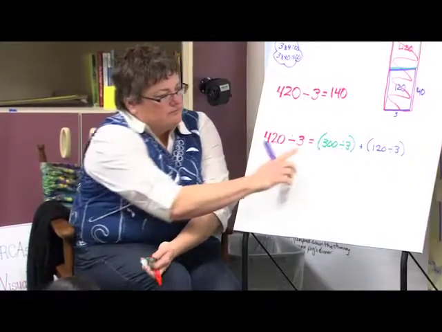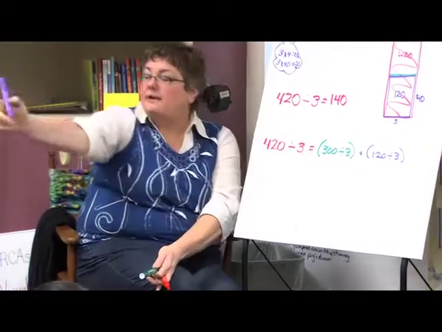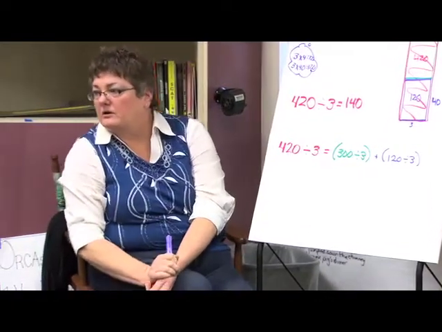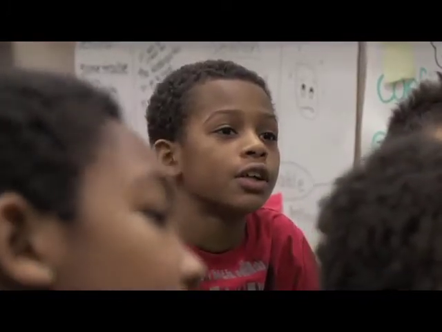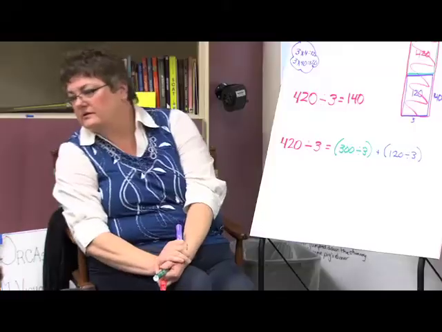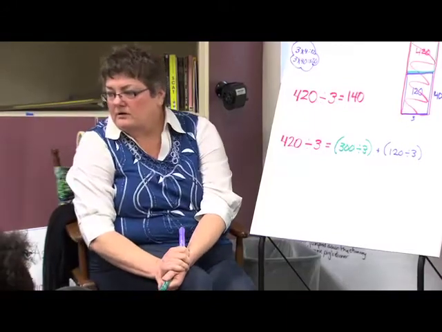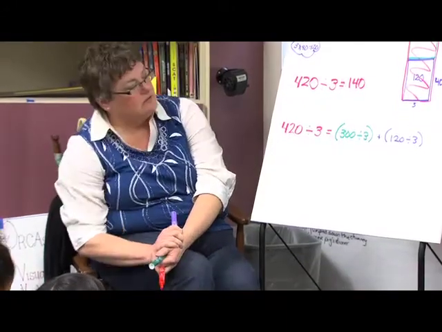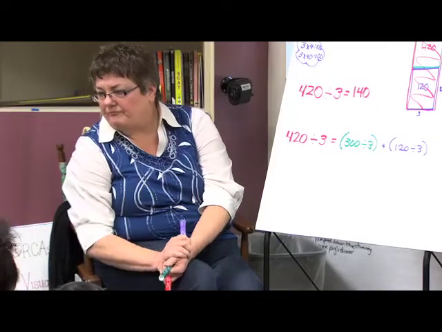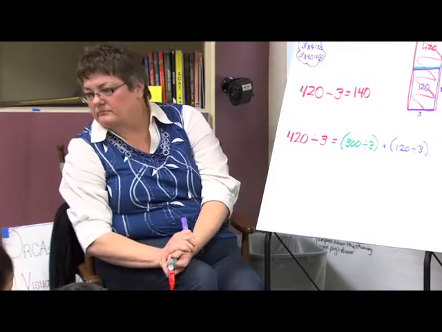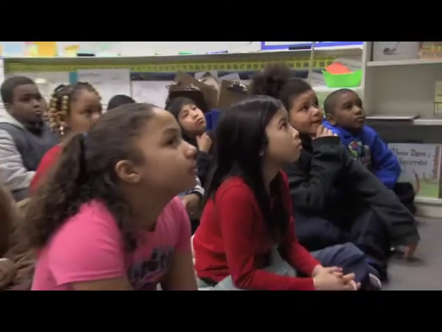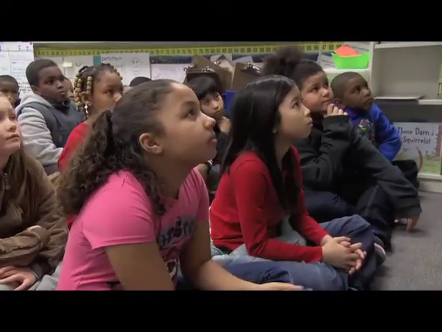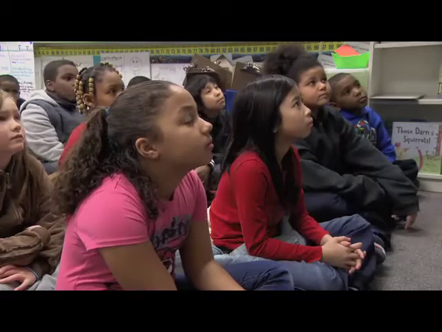True. Did I forget something? Yeah. No? Oh. Kai? I think it's true because 300 plus 120 equals 420. And Praise? I think it's true because with the 420 divided by 3, you put the 300 and the 120 together to get 420. And then you left the 3 where that was, and then you got 420 divided by 3.